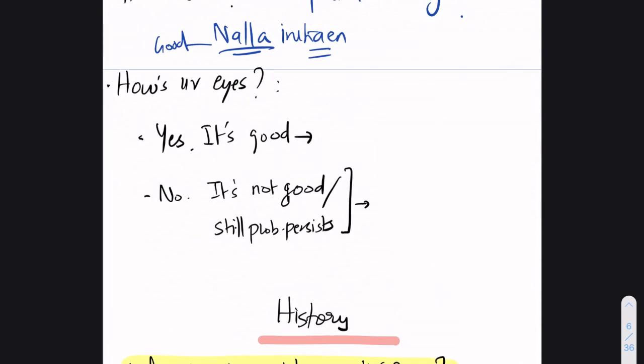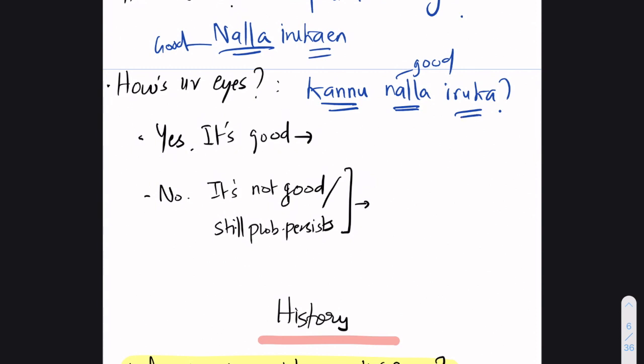So, you want to ask the patient, how are your eyes? Say you have operated on the patient. The next day morning, the patient comes to you. You want to ask, வாங்க, உட்காருங்க, எப்படி இருக்கீங்க? How are your eyes? How will you ask that? கண்ணு எப்படி இருக்குது? Or கண்ணு நல்லா இருக்கா? Kannu means eye, nalla means good, irukka is the question. So, how are your eyes? Kannu nalla irukka?